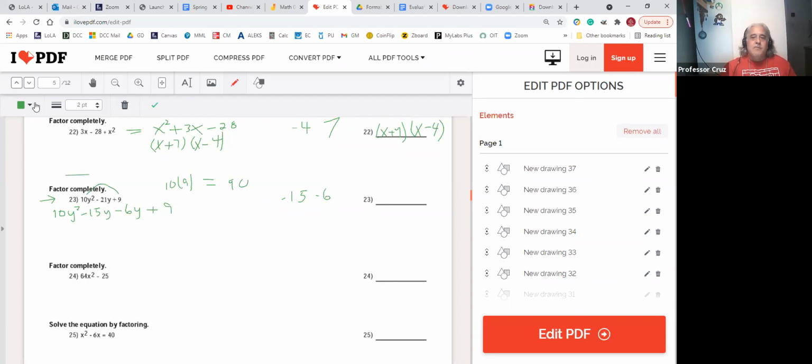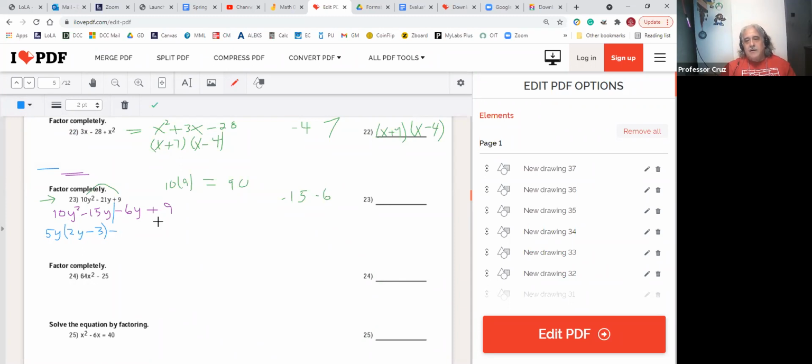So, that's where we divide, and we take out the greatest common factor over here, which is 5y. And that's 2y minus 3, right? 5y times 2y is 10y squared. 5y times negative 3 is negative 15y.